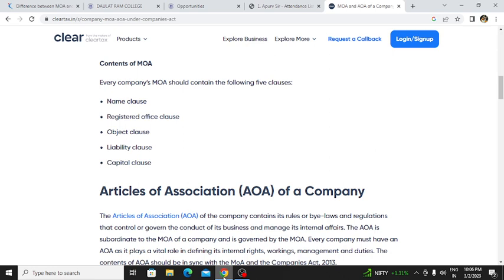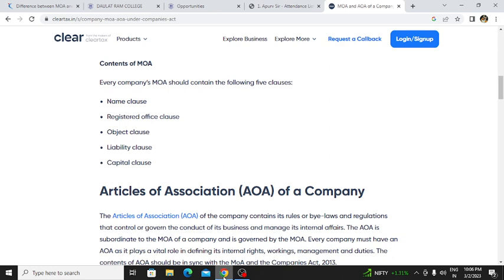site and fill a particular form for that and pay a particular fee. If your name is approved, अगर आपका नाम approved हो जाता है, then you can proceed further, and further proceedings start हो जाती है.